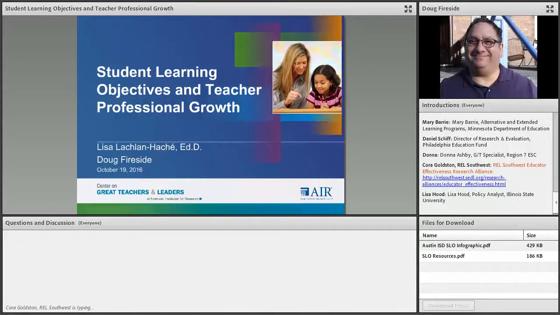Okay, so I'm going to switch over from facilitator mode to presenter mode and present what we consider to be one of the layers of student learning objectives. As I mentioned, we have Chris from the South Carolina Department of Education and Joanne from Austin. I'm going to be presenting the national view of student learning objectives, and then we'll drill down to the state level and then a district experience.